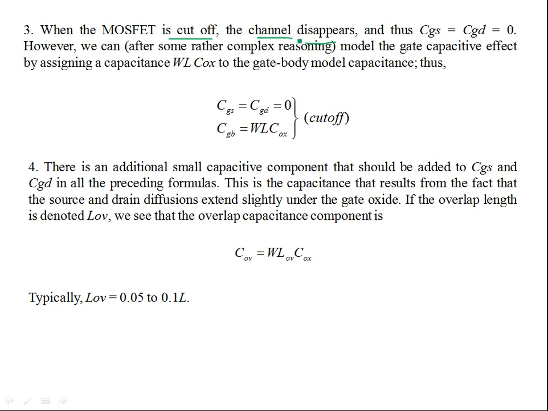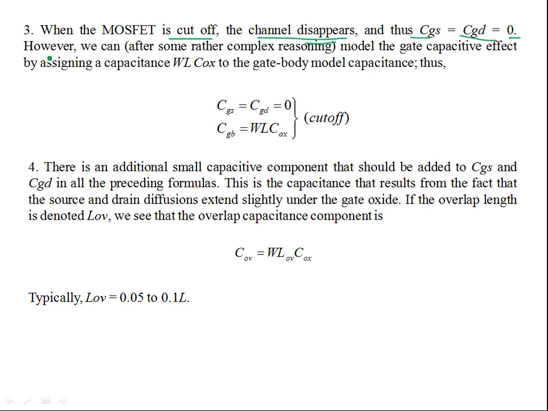You don't have any channel, so there is no conduction between source and drain, and therefore CGS and CGD are 0. Since they are not conducting, you're not putting any supply on the drain terminal, or there is no potential at the source.